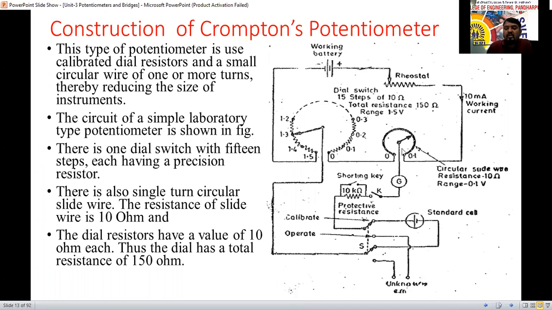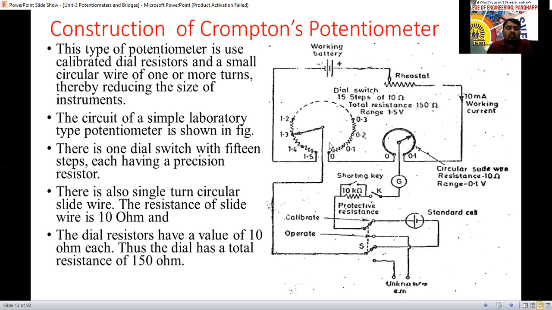We are going to use this circular slide wire here, and this type we also call a laboratory type potentiometer. There is one dial switch with 15 steps here. This is the dial switch. It has 15 steps: 0, 0.1, 2, like that. Each step has 10 ohm resistance. Here they have written on the upper side: dial switch, 15 steps of 10 ohm. 10 into 15 is 150, so the total is 150 ohm.